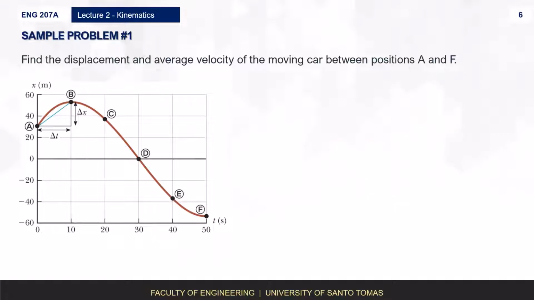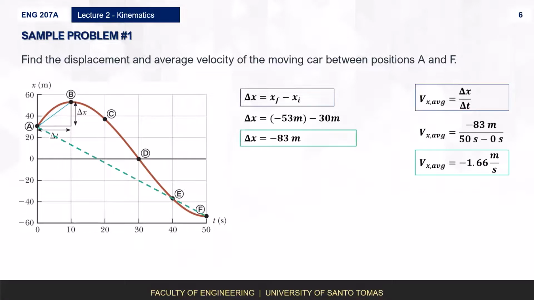To solve for displacement and average velocity between A and F, we make use of the following formulas respectively. Substituting the values will yield a displacement of negative 83 meters, or simply 83 meters to the left of our reference point, and an average velocity of negative 1.66 meters per second, or 1.66 meters per second left of our reference point.